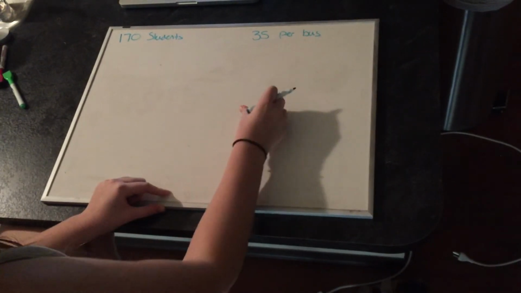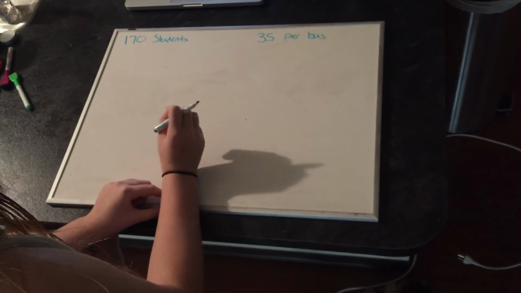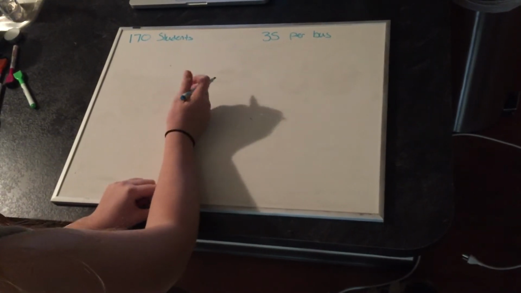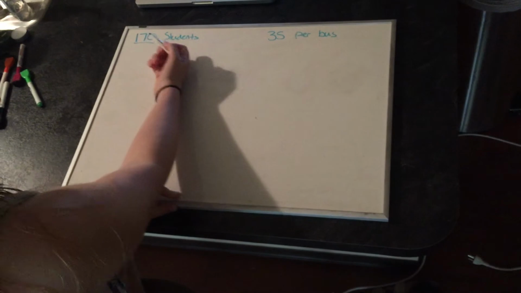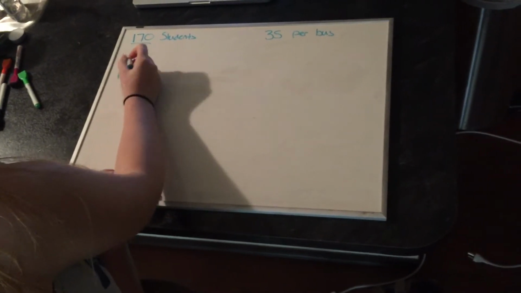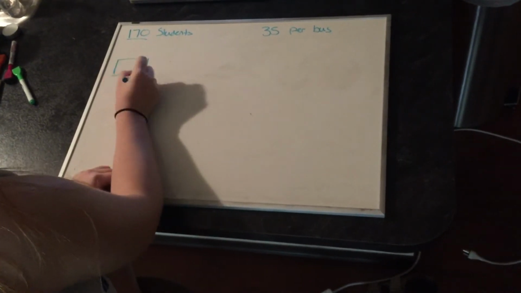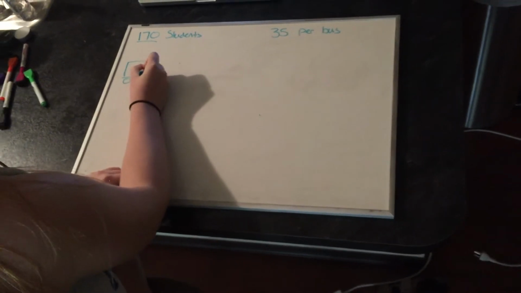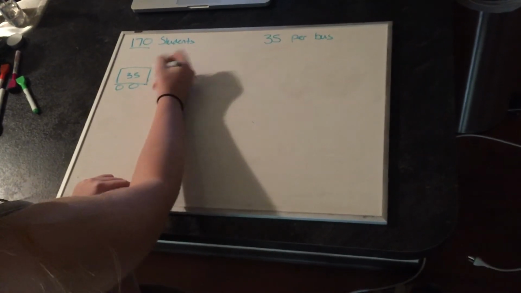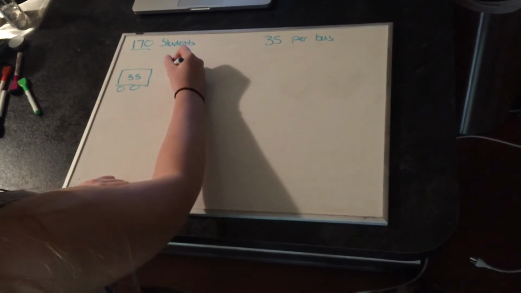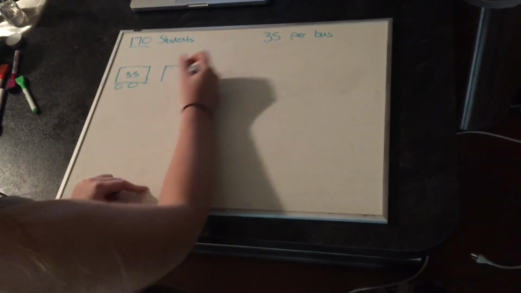So I'm going to solve this by counting one bus at a time until we reach enough seats for our 170 students. So for bus 1, we're going to have 35 seats. So clearly that's not enough for 170. So I'm going to go ahead and add another one.